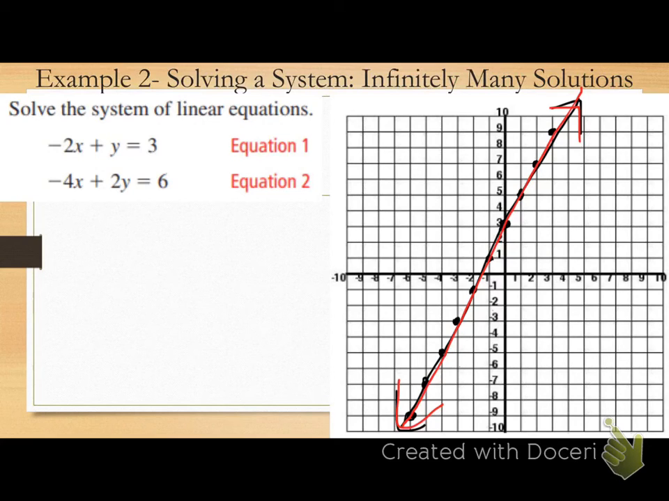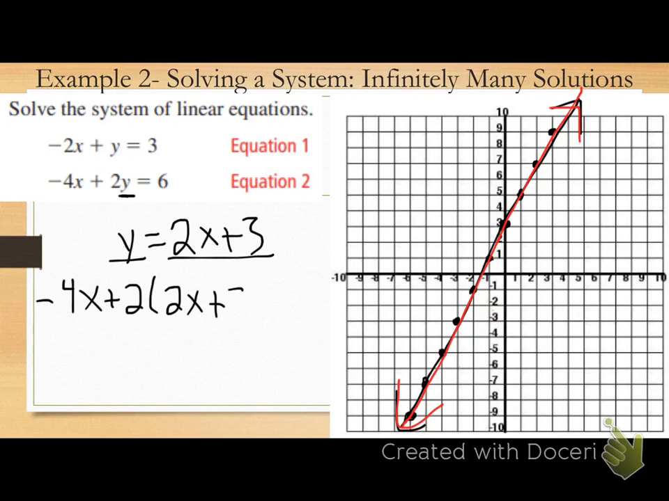Which equation would be easiest to solve for one of my variables in order to substitute? First one, for which variable? Y. We already solved it for y earlier. What did we get? Y equals 2x plus 3. Everyone okay with that? So in my second equation, I can replace that y with 2x plus 3. I just take that y out and replace it with 2x plus 3. Everyone okay with plugging in, substituting?